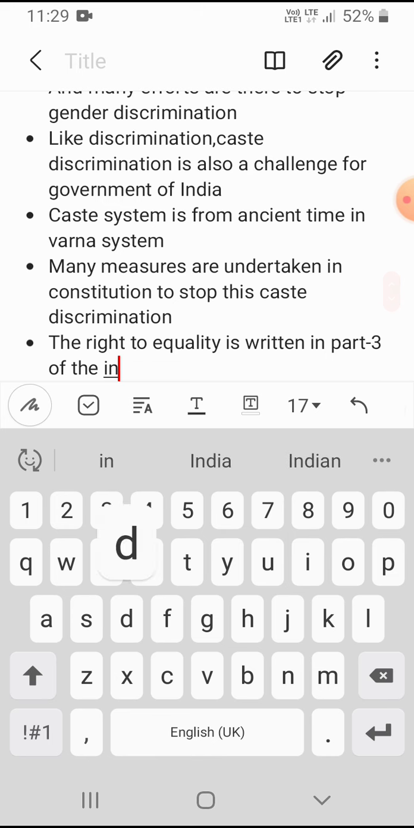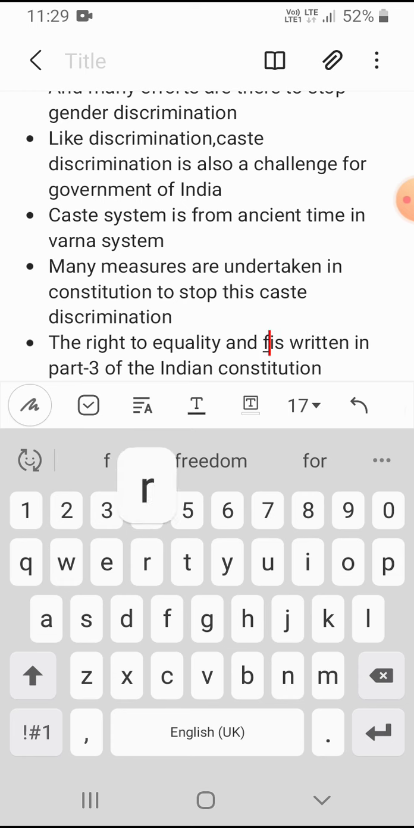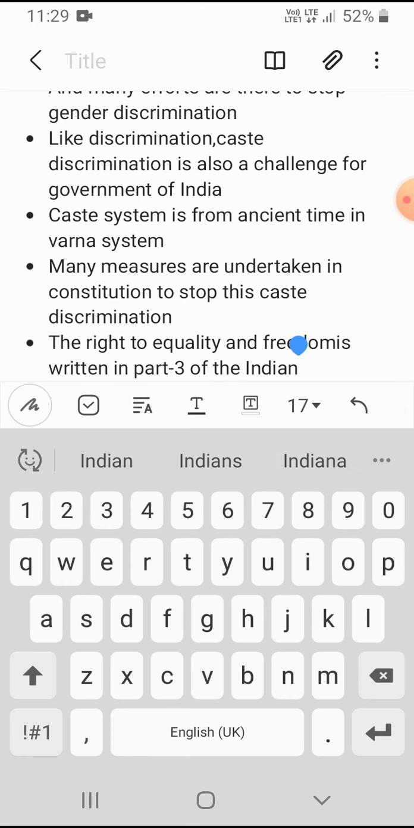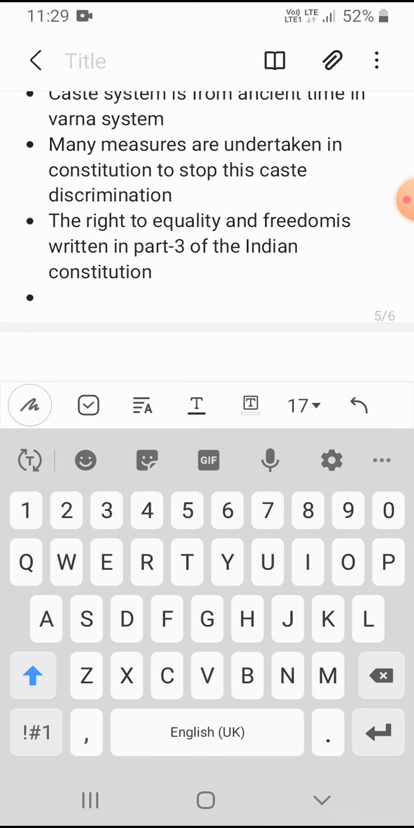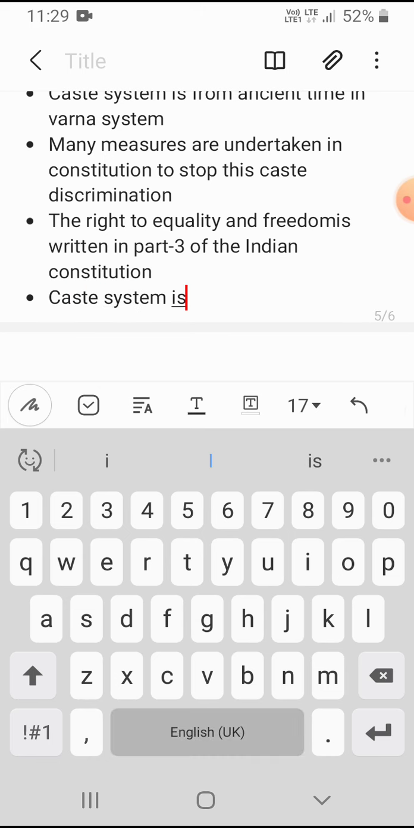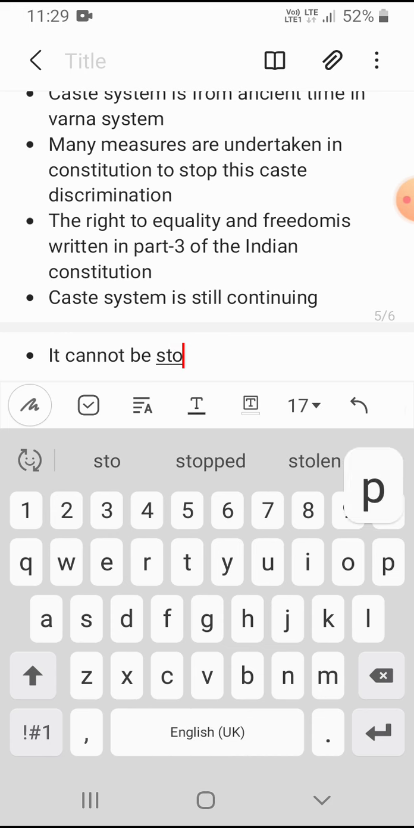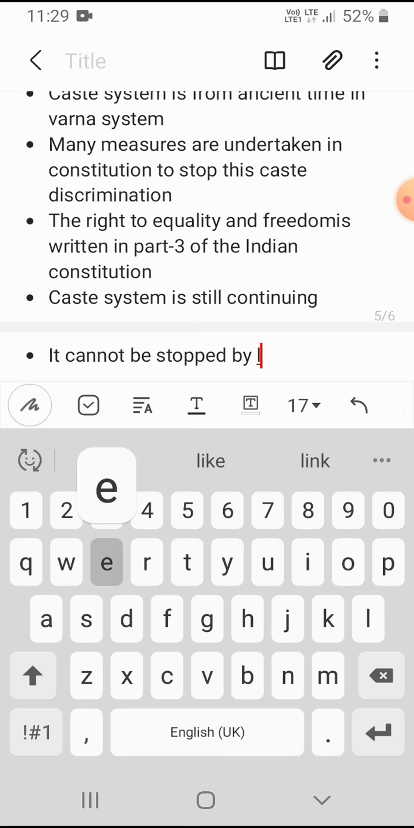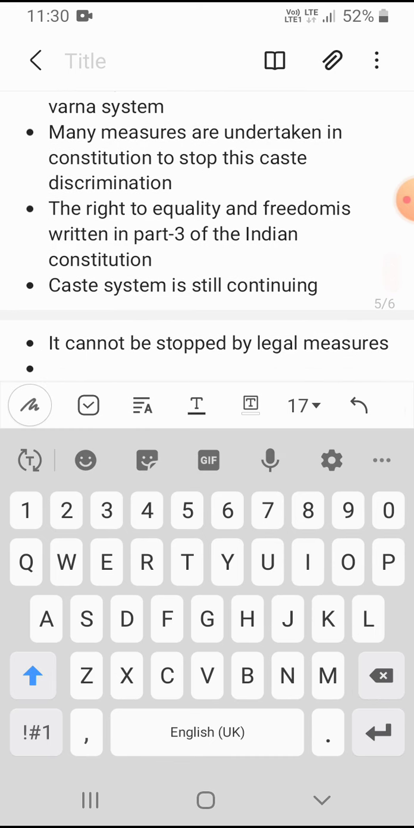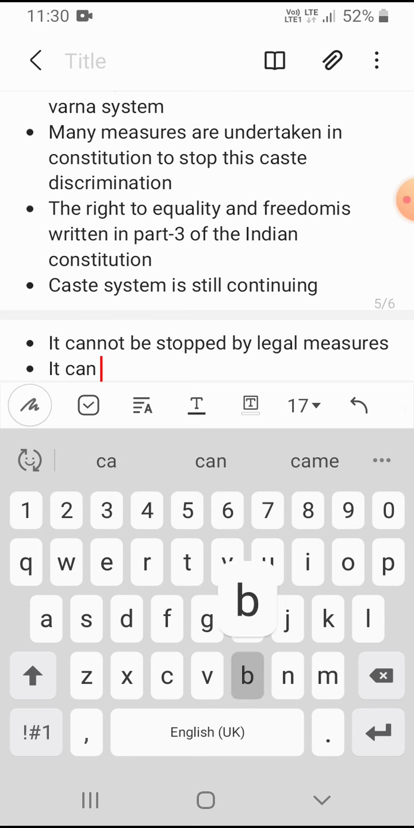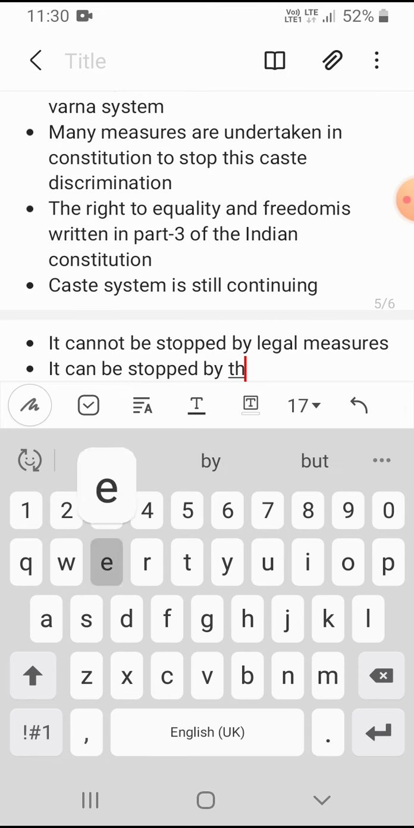The right to equality and freedom is written in the Constitution in Part 3. But the caste system is still continuing. It cannot be stopped by legal measures. It can be stopped by the people. People can stop it.